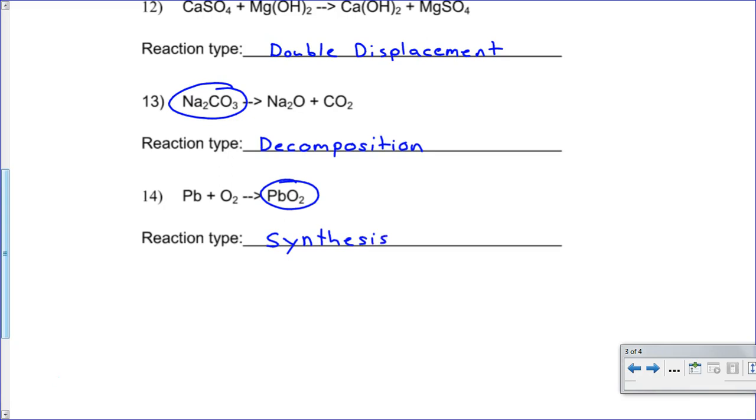Okay, I know that was pretty quick, but hopefully that little review and me talking through those different examples will help you to identify these different reaction types. As always, if you're confused by this, make sure that you stop in and ask.